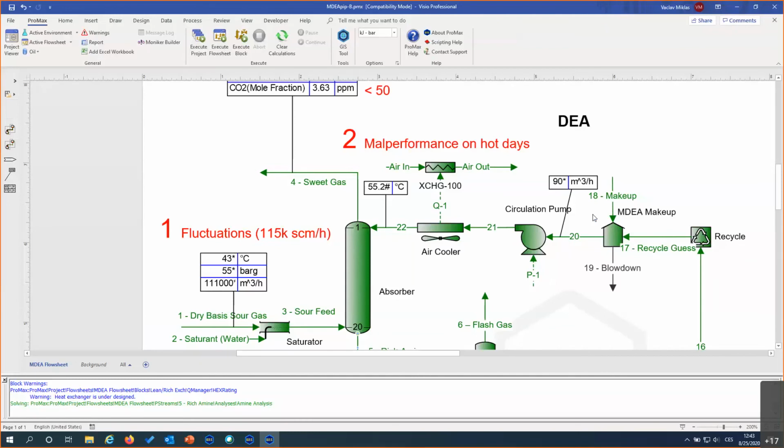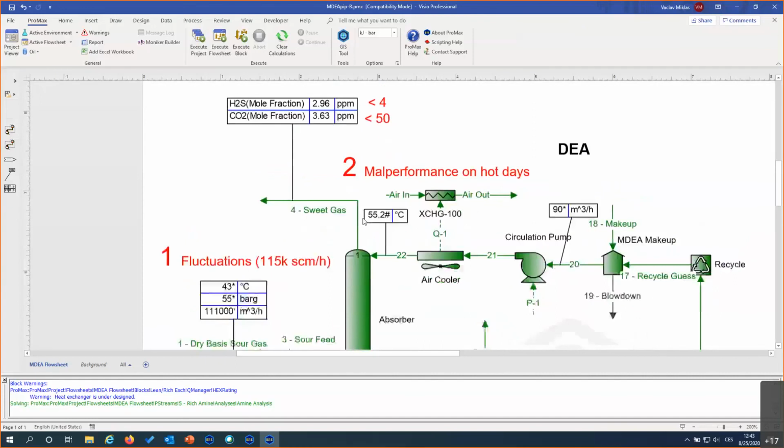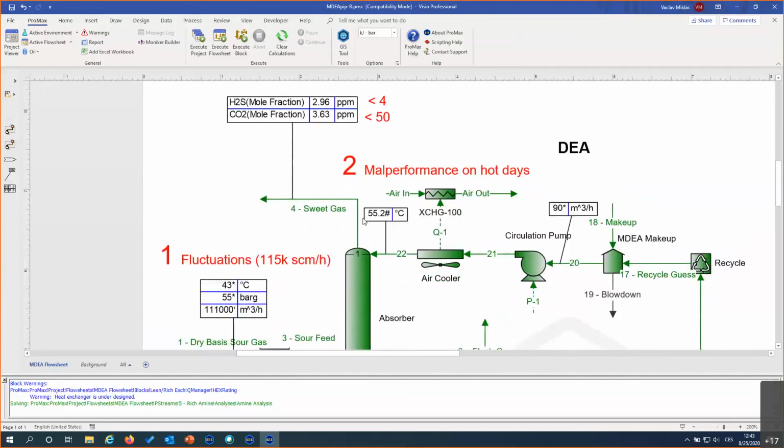If you need deep CO2 removal, so in this case, for instance, we were removing what was originally 3% sour feed down to ppm levels of CO2. In that case, you very often see piperazine amounts of between 5 and 8%. So generally piperazine is used for CO2 removal in addition to MDEA.